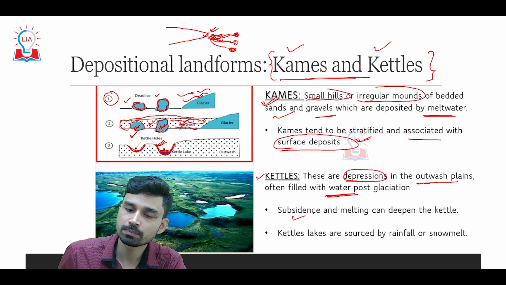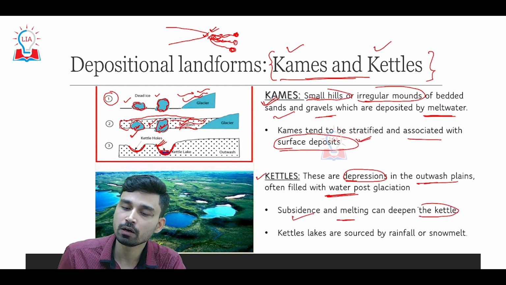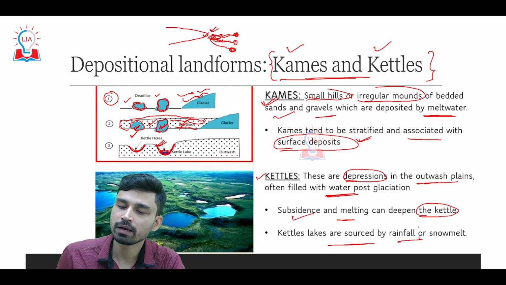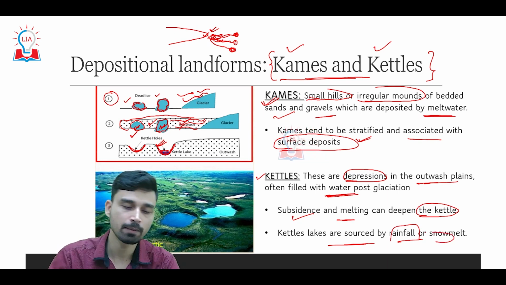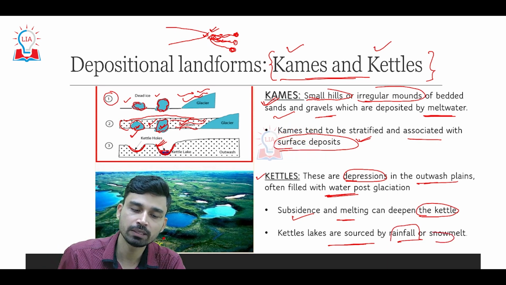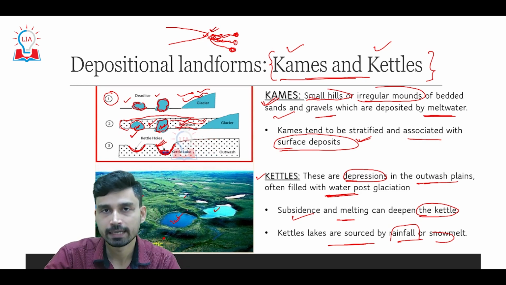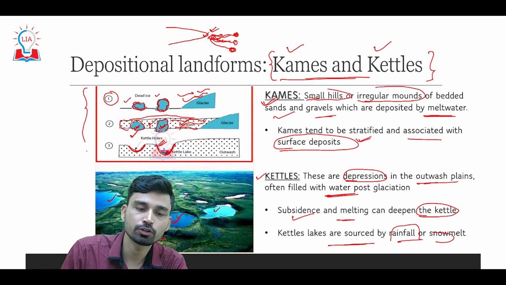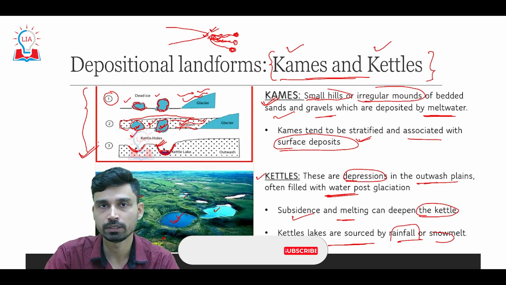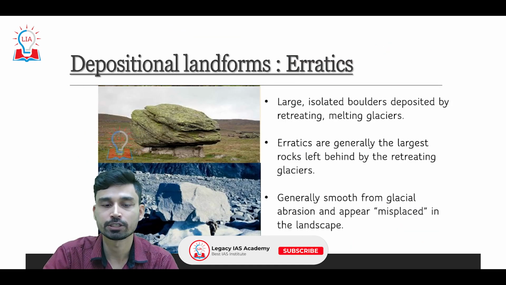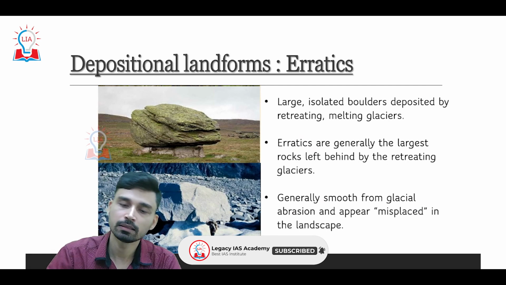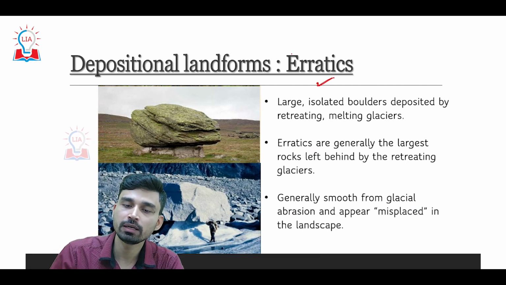So both subsidence and melting can cause deepening of the kettles, and kettle lakes are fed by either rainfall or snow. For example, if you look at this picture taken from the Canadian region, that is an Arctic region, and here and there you see all these lakes in the outwash plain of the glacier movement. These are examples of kettle lakes. So this is how you have formation of kettle lakes in the outwash plain of the glacier during the post-glaciation period. Another landform that is a depositional work of glacial movement is what is called erratics.